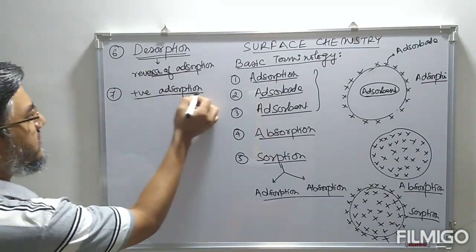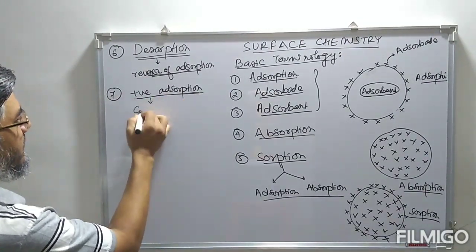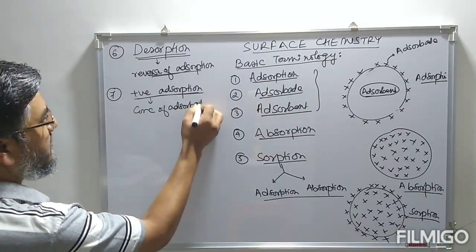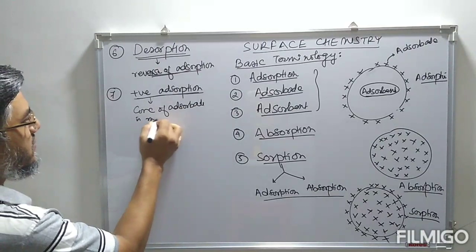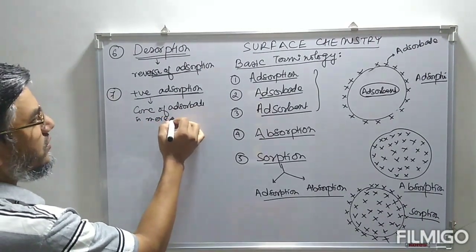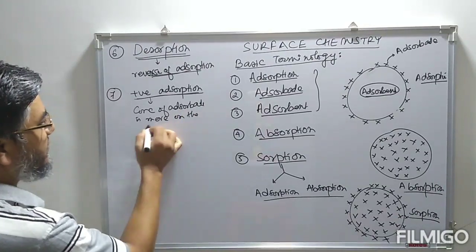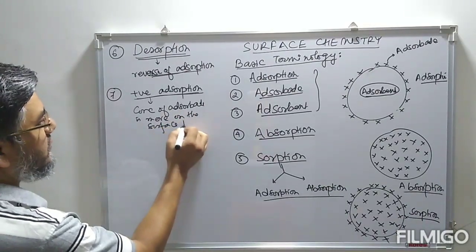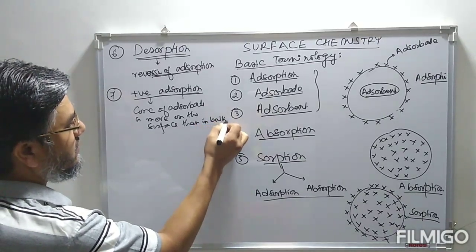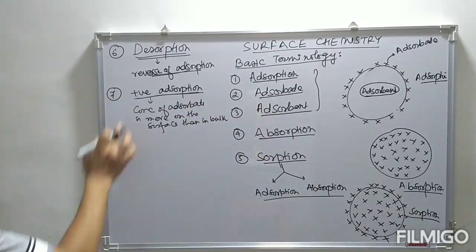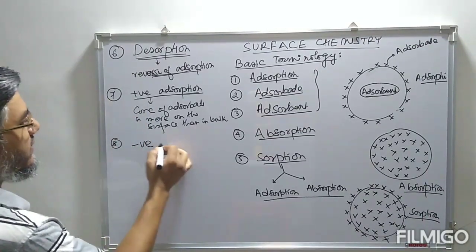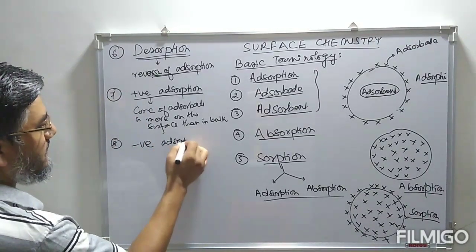So positive adsorption: concentration of adsorbate is more on the surface than in the bulk. Then this process is known as positive adsorption. The reverse is known as negative adsorption.